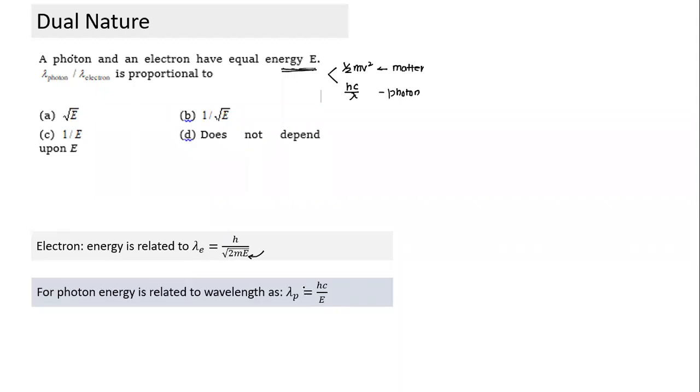For a photon, energy is related to wavelength as: wavelength is equal to hc by E. So these are two expressions, and now they are pretty simple. What is the ratio of lambda p by lambda E in terms of energy? Just take the ratio of the second equation by the first equation. You get this in terms of E. The important point is that whenever we come across this, lambda and energy are related in this fashion for matter, and in this fashion for a photon or a wave. Rest all is simple. Take the ratio, get your answer.